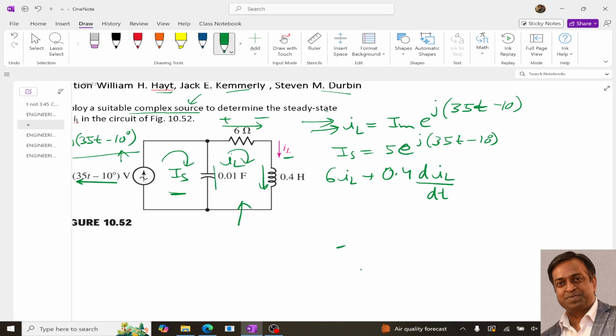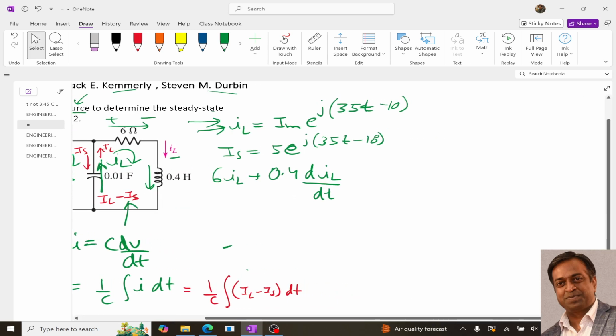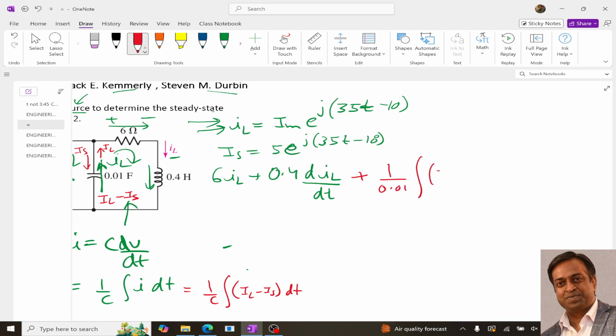Now coming to the capacitor. For the capacitor we know that I is equal to C dV by dt, right? So it means that V is equal to 1 by C integral of I dt, right? So over here in the capacitor, one current is IS and another current is IL, so the overall current will be IL minus IS. So it will be 1 upon C integral of (IL minus IS) dt. Substituting this over here, I will get 1 upon C integration of (IL minus IS) dt equals 0.